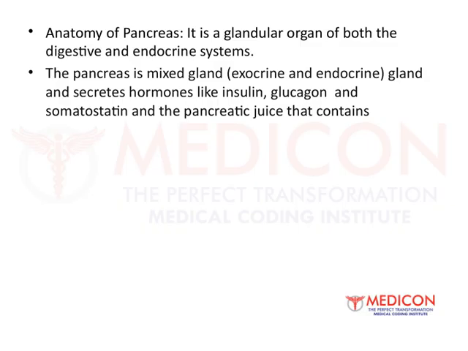On the endocrine side, it secretes crucial hormones like insulin, glucagon, and somatostatin, which help regulate our blood sugar levels and other metabolic processes. These hormones are released directly into the bloodstream, allowing them to reach different parts of the body quickly. On the exocrine side, the pancreas produces pancreatic juice, which contains enzymes that are essential for digesting food.